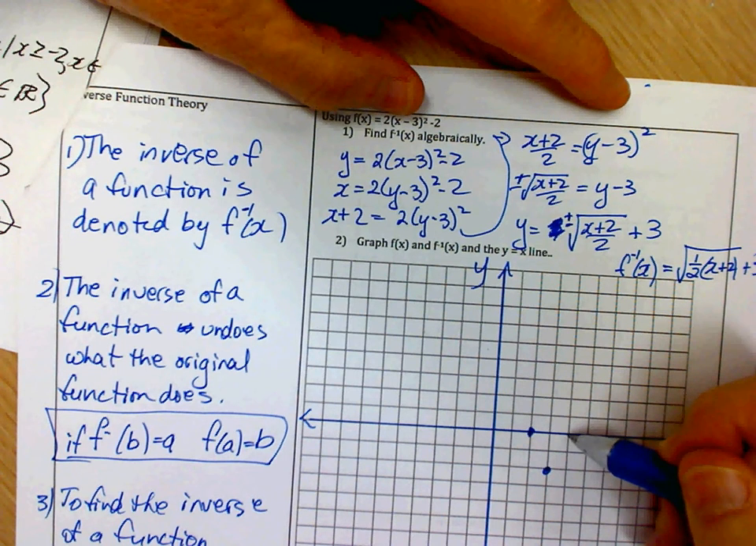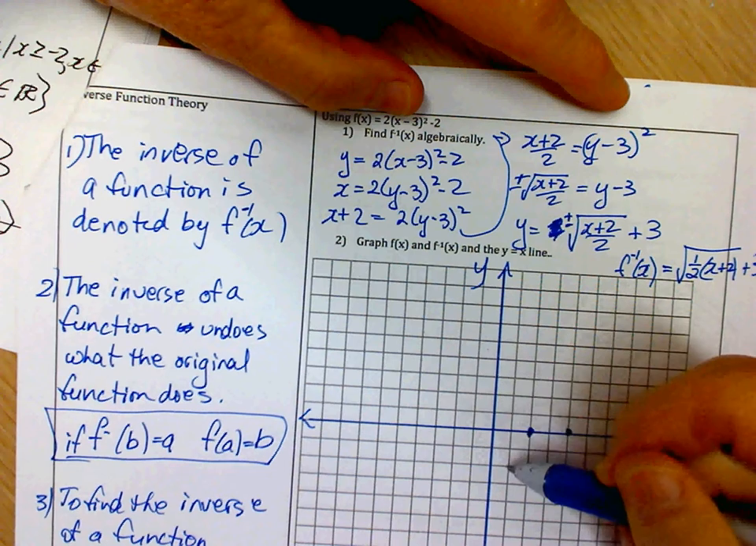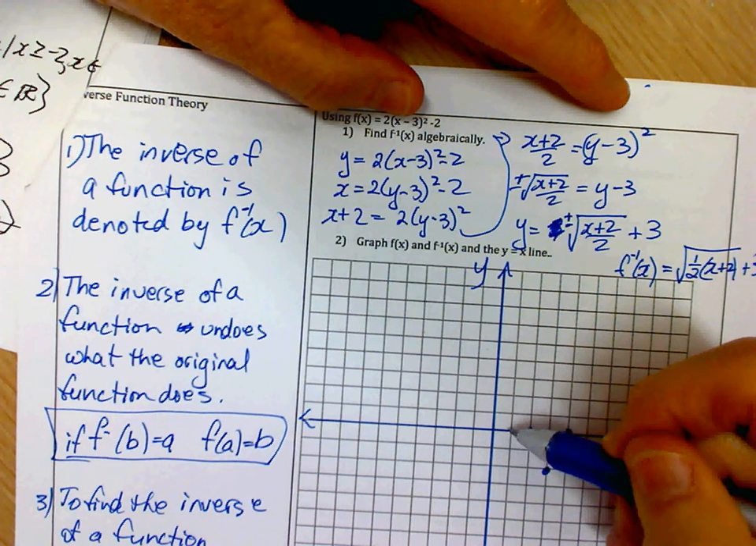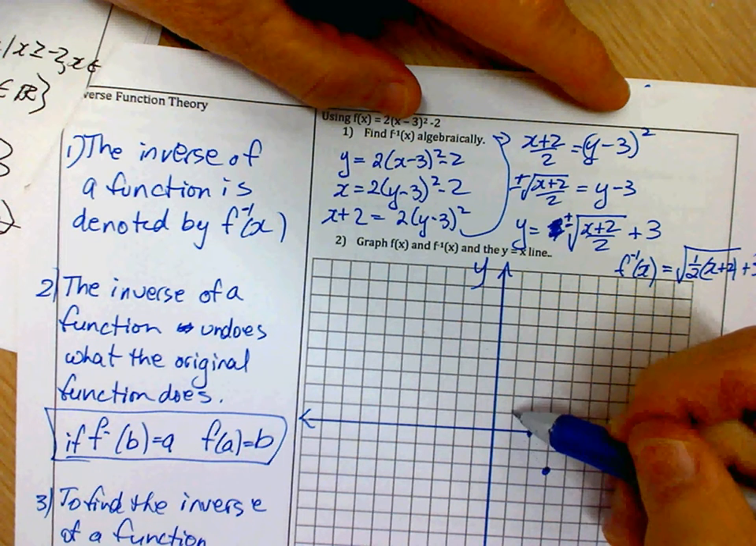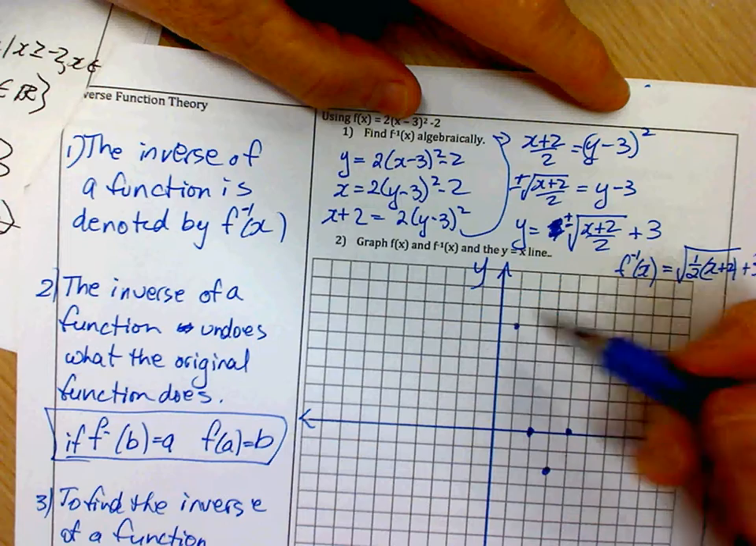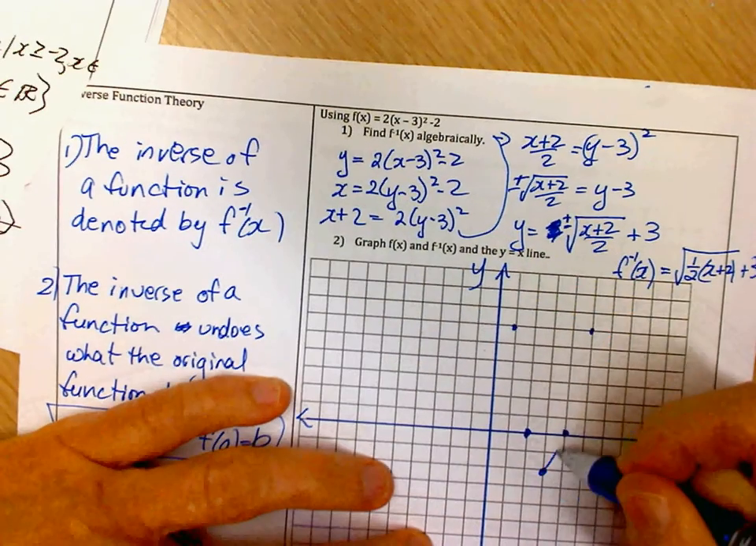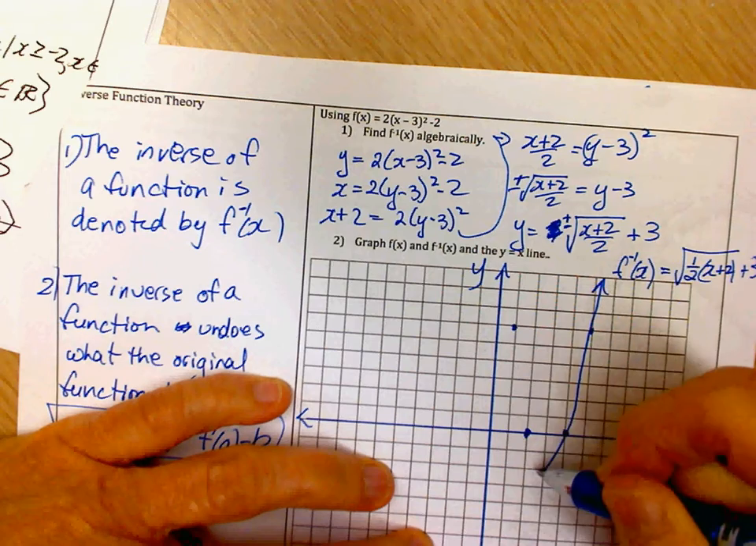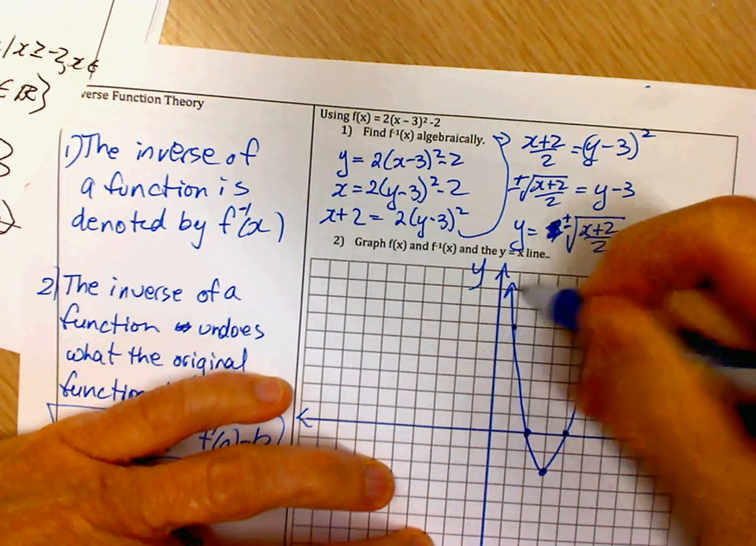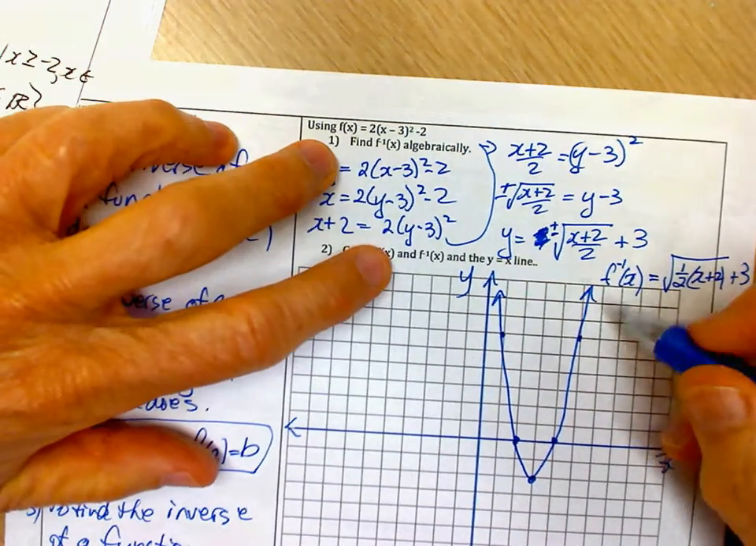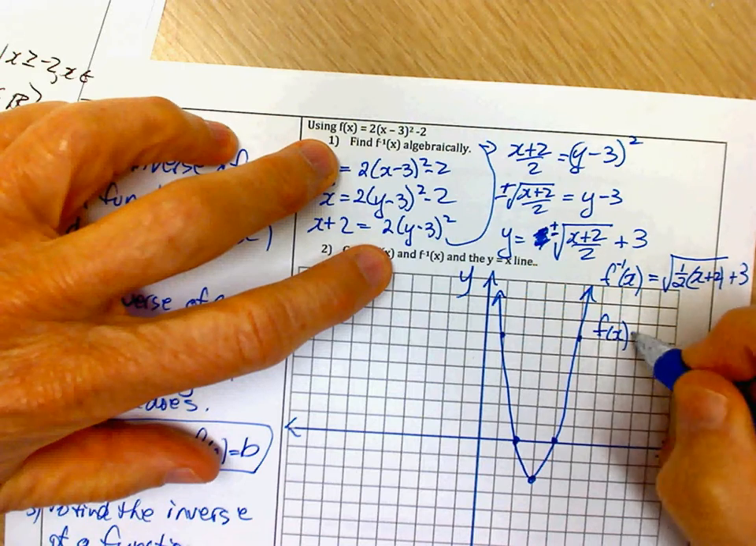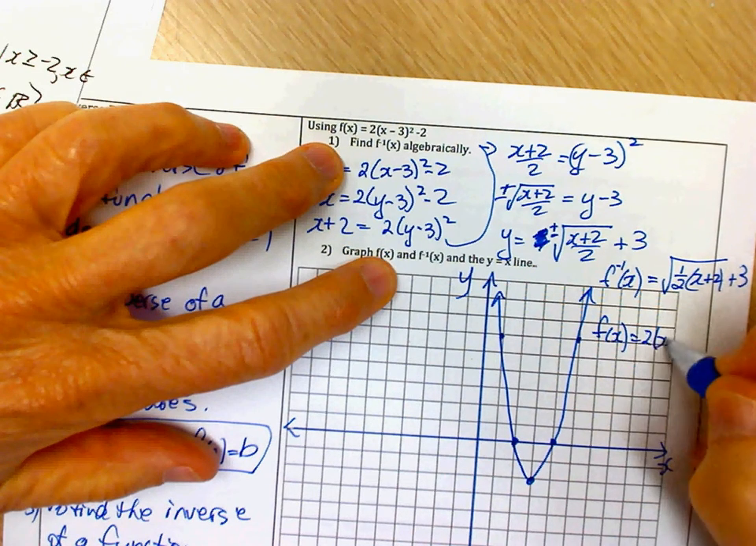Now we can try when x equals 1. When x is 1, negative 2 squared is 4, 8 minus 2 is 6. Using symmetry, we know that there would be another point there. So this is our original function, f of x, which equals 2 times the quantity x minus 3 squared, minus 2.